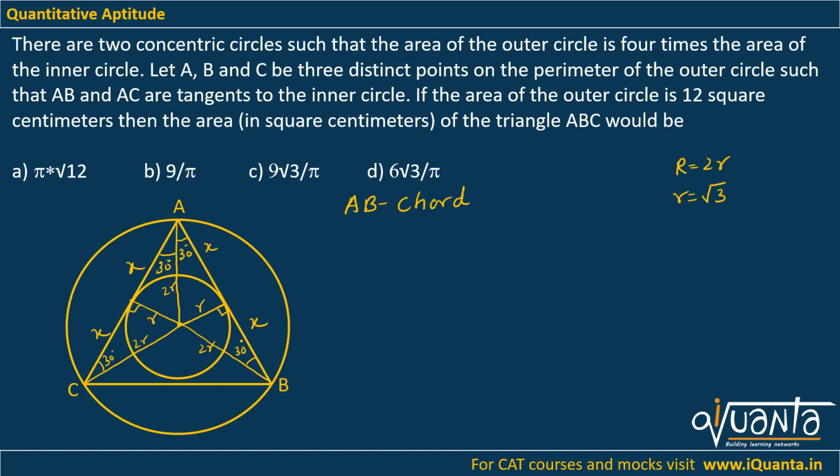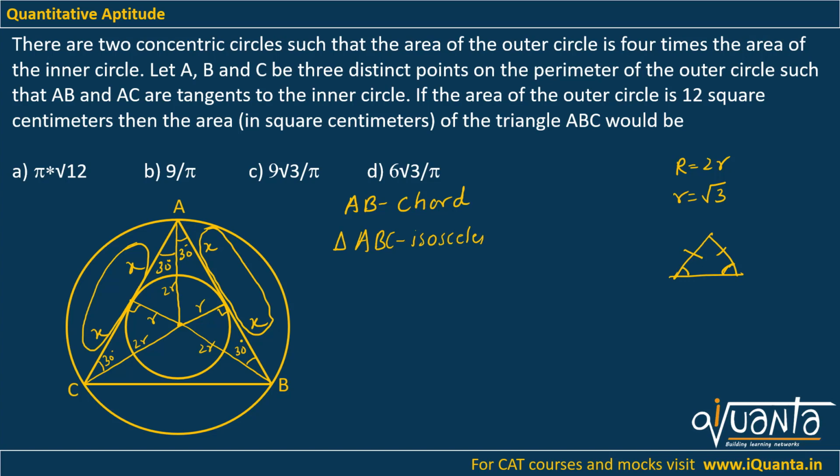So now I can see that in triangle ABC, I have AC equal to x plus x, 2x, and AB equal to x plus x, that means 2x. Hence I can say that triangle ABC is isosceles, right? Now in an isosceles triangle, if these two sides are equal, then these two angles are also equal.